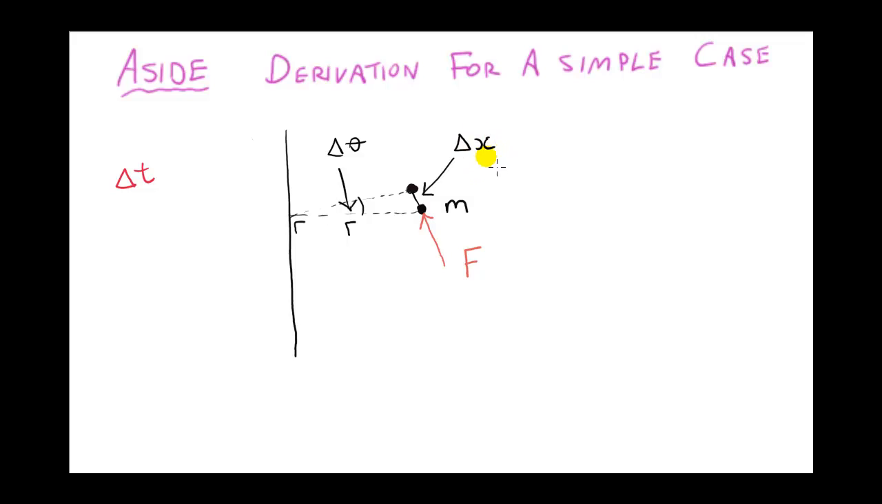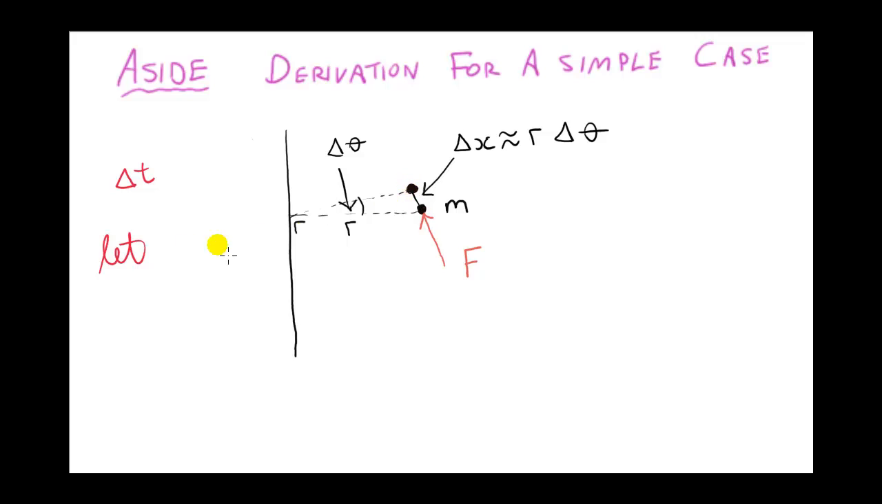Now, we can approximate delta x by the arc of a sector of a circle of radius r and angle delta theta. So the sector would look like this. Radius r, angle delta theta. Since the angle is in radians, we just multiply r by delta theta. So delta x is approximately equal to r times delta theta. That's just the arc of a circle of radius r, angle delta theta. This approximation becomes exact as we let delta t approach 0. So that's what I'll do now.